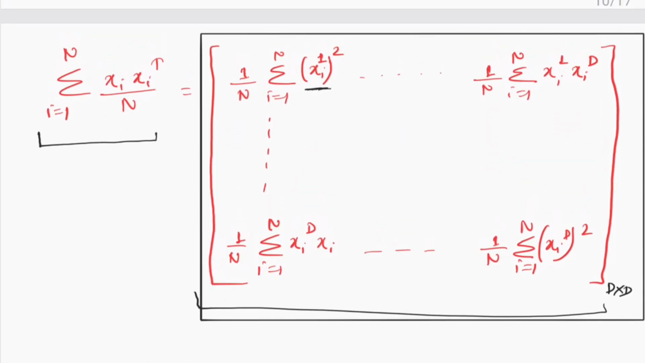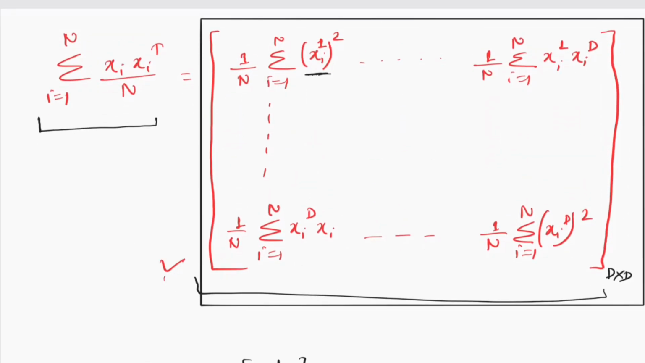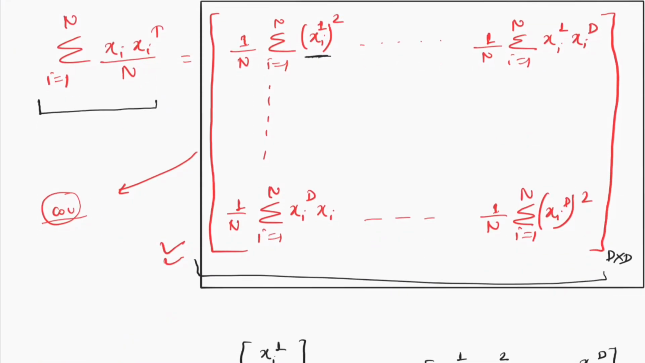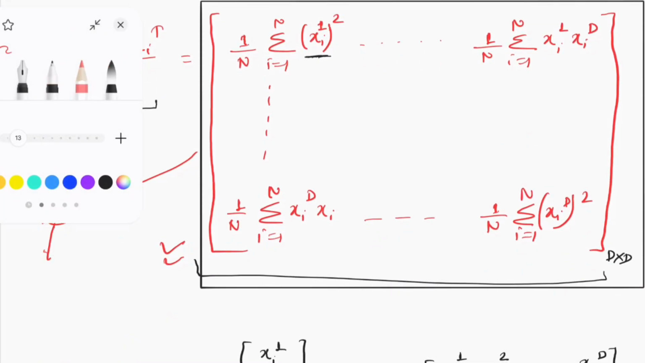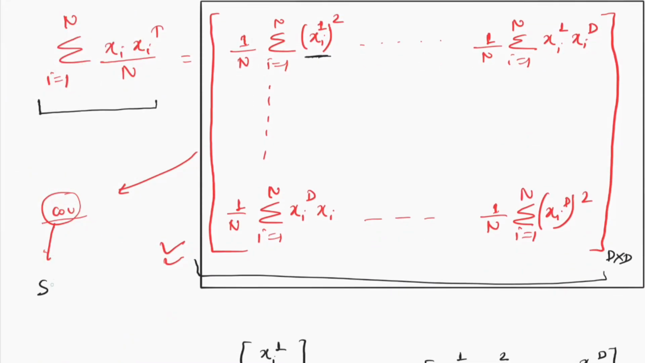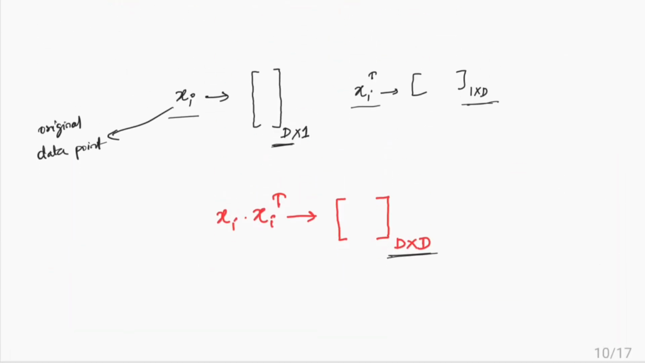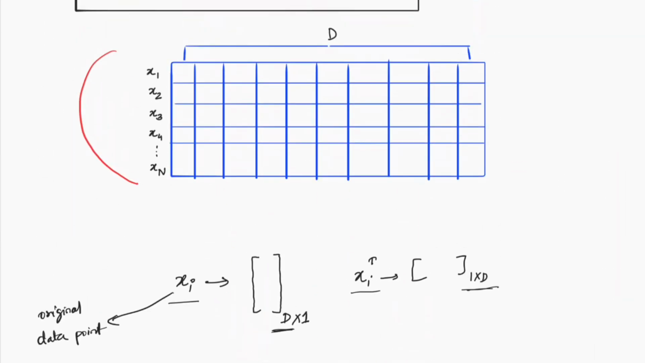And now you see this one very carefully, you will find that this is the same case. And now this comes out as the covariance matrix. So this covariance matrix, we will write it now as S. So S will be the symbol for covariance matrix.